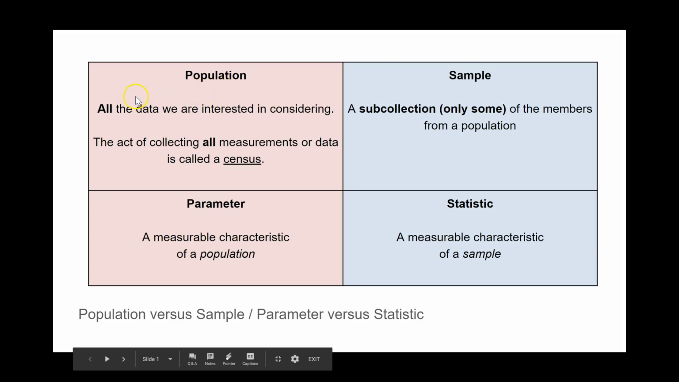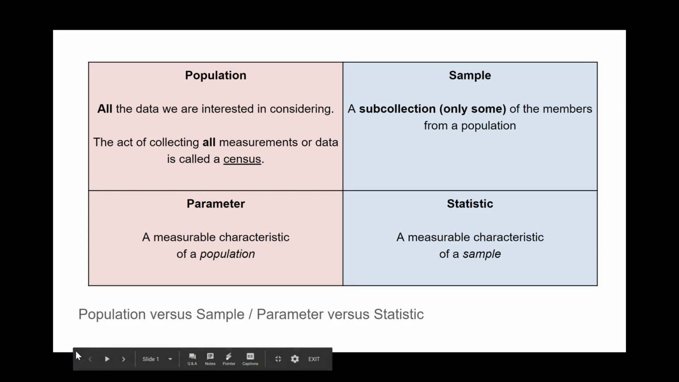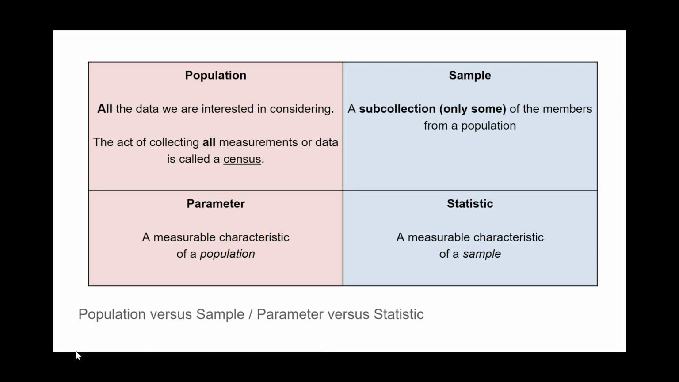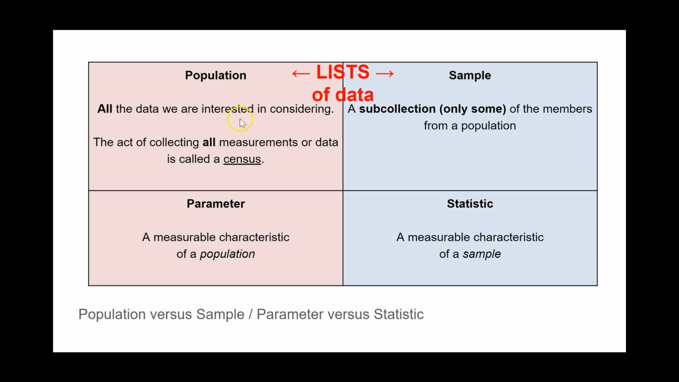First, a population just represents all the data that we are interested in considering, versus a sample, which is a subcollection or some of the members from that population. So for the population, it would be a list. We would have a list of every single data point in some variable. Whereas a sample is also going to be a list. However, it's not going to be the full list. It's only going to be some of the things that were on the list that we selected.